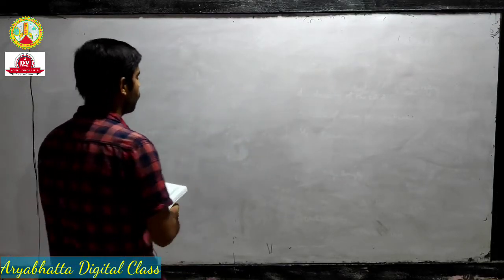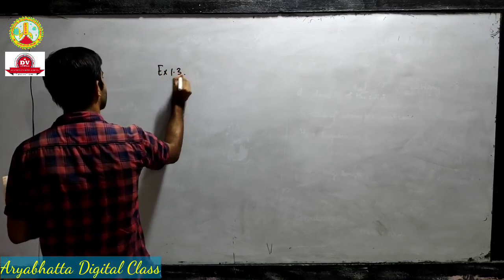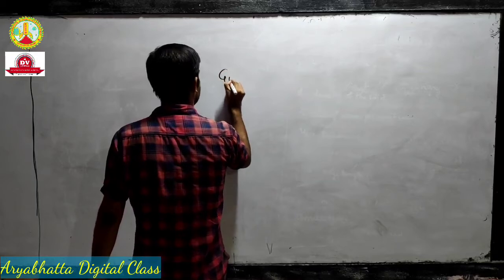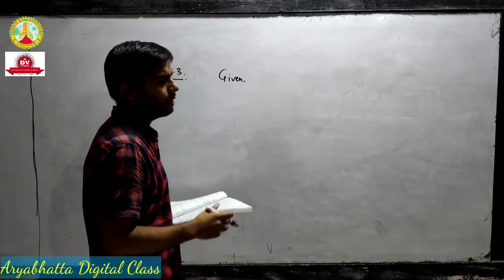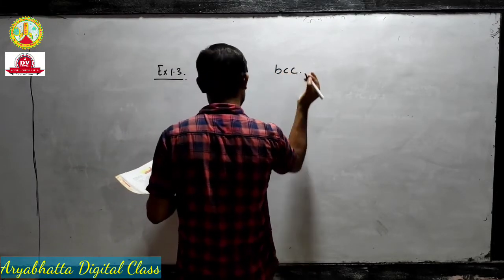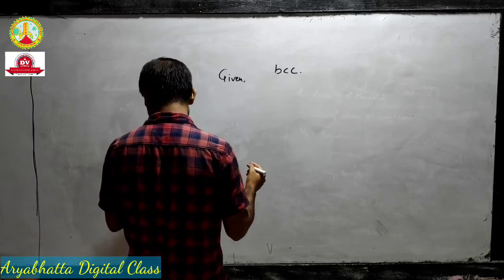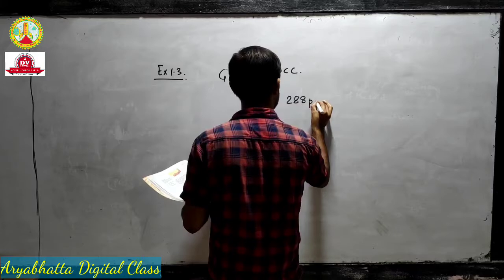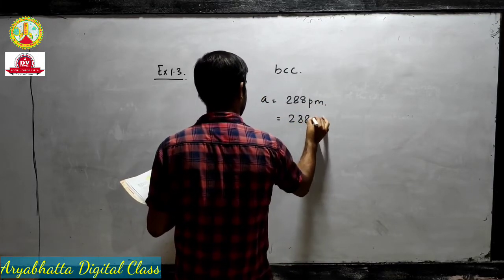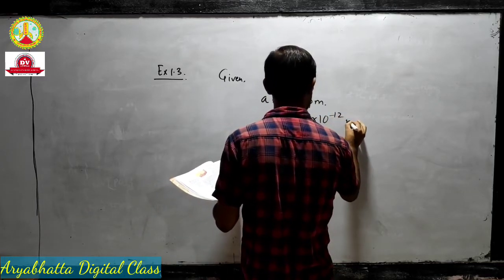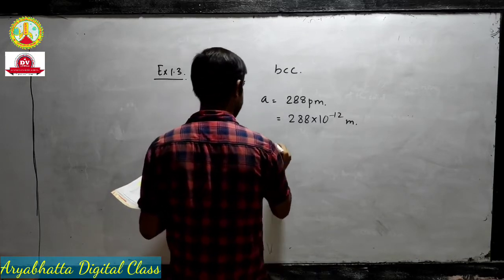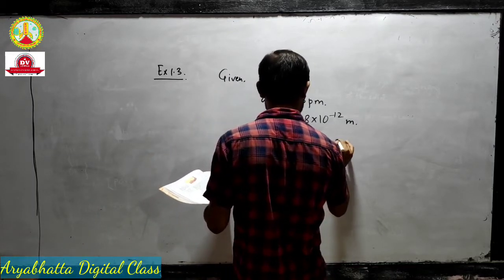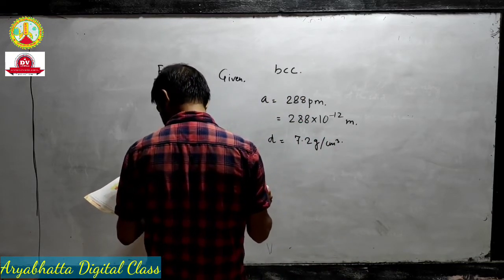Example 1.3. The question says that an element has a body centered cubic lattice, BCC structure, with a cell of edge length A equal to 288 picometers. Convert it to meters in SI unit. Then the density is given as 7.2 gram per centimeter cube. How many atoms are present in 208 grams? I have told you earlier, to solve the numerical, first of all write down all the necessary information.